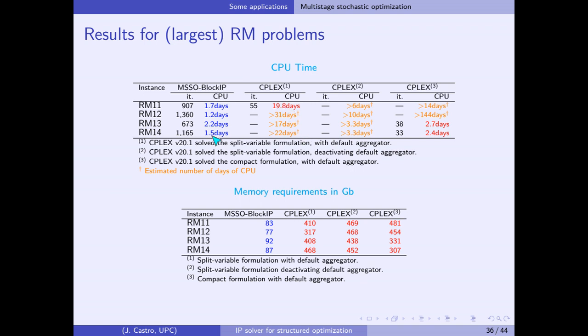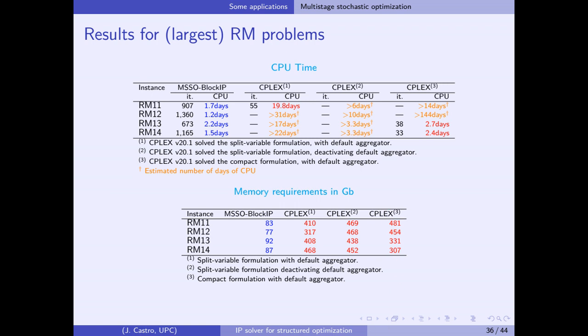And you can see that this instance is not so impressive, 1.5 versus 2.5 days. We only save 1 day of CPU time, but in some cases, in that case, we saved a lot of days, 1.7 days with respect to less than 20 days. And for memory requirement, we have something similar. The number of gigabytes is much smaller using the specialized algorithm than using C-Flex.